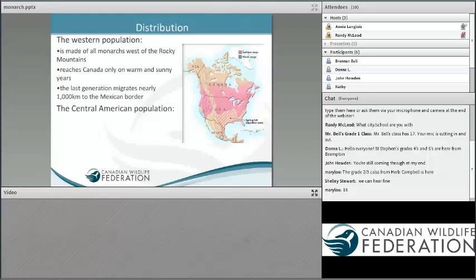And so the third population of monarchs is a Central American population. It's found in Central America, so in Mexico, Guatemala, and so we never see them here in Canada. And these guys, they don't really migrate for long distances. They stick around the same areas. They might move around because of wet or dry conditions and the weather. So they don't migrate very far, and they can actually reproduce throughout the year.